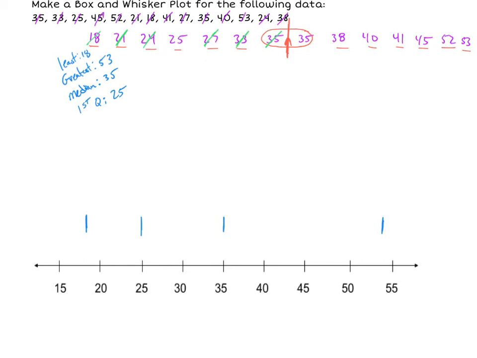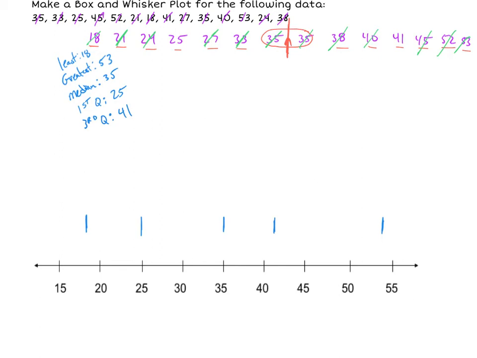And then we're going to do the same thing on the upper side. So 35 and 53 cancel, 38 and 52, 40 and 45. So we're left with just 41. So you have all your numbers in there. I got 41 here. I keep hearing people say 45, but did we all get 41? Yeah. Okay. So now we got all these lines.